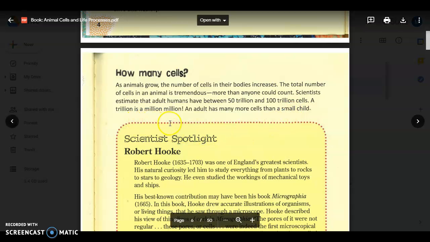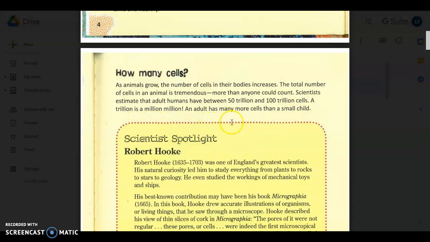A trillion is a million million. An adult has many more cells than a small child. Why is that? Why would an adult have to have more cells than a small child?